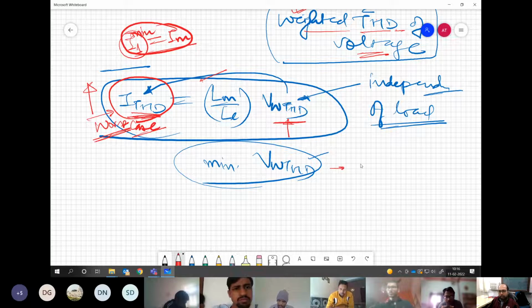So we have found our parameter ITHD in terms of another parameter, V weighted THD, which is only dependent on the PWM voltage. There is no dependency on load. So all the components in this can be defined in terms of the switching angles.